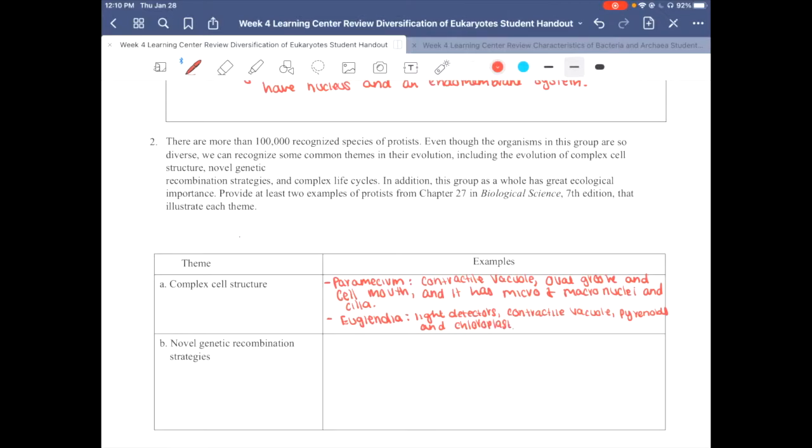One of the comments says, are these types of protists found in the textbook? Yeah, they're found in the textbook, and there should be more examples of them too. I'm just going over two examples for each section, but if you refer to the book, you can find more details about these examples and a couple of other examples as well.